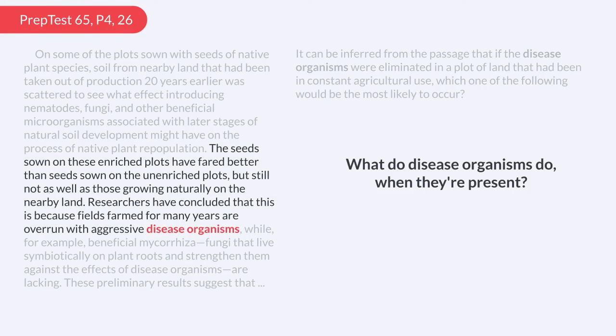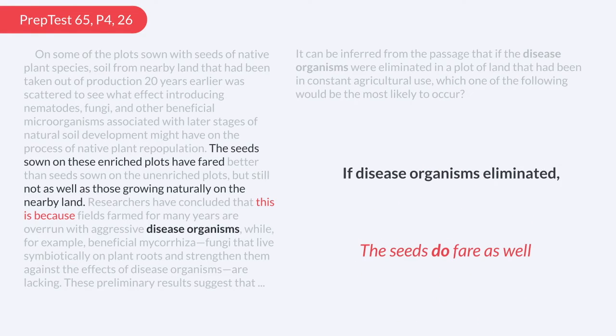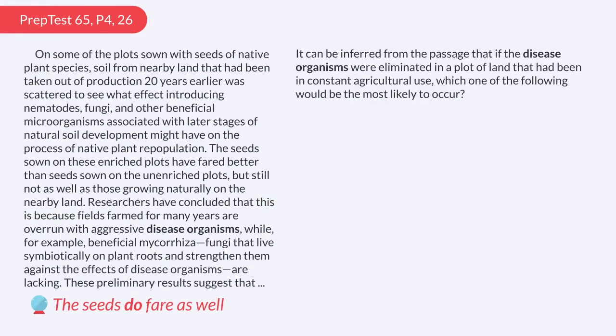So disease organisms are mentioned in the middle of the 3rd paragraph. When you plant seeds in heavily farmed land, which has a lot of aggressive disease organisms in it, the seeds don't fare as well as they do if you plant them in land that doesn't have all these diseases in them. So if we flip that, we're thinking if you were to remove the disease organisms, seeds should do better. They should fare better than before.